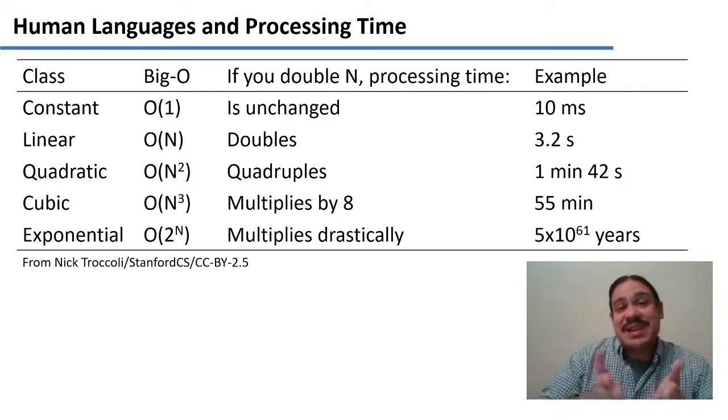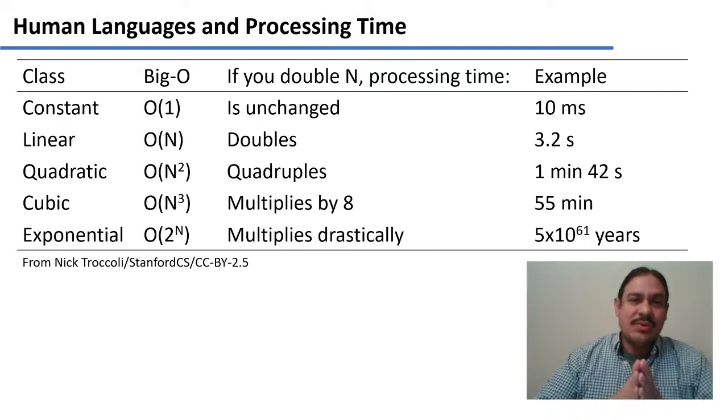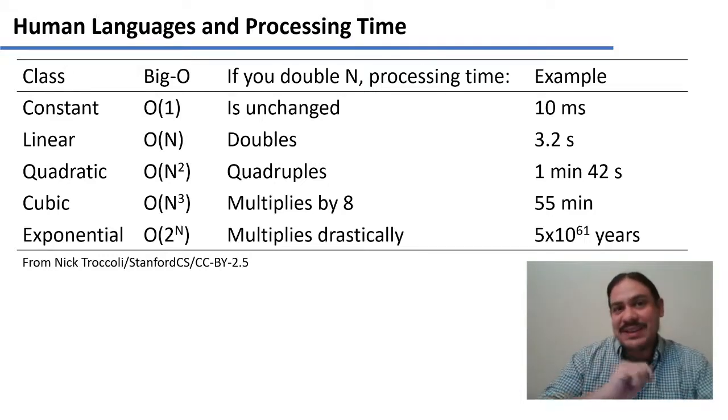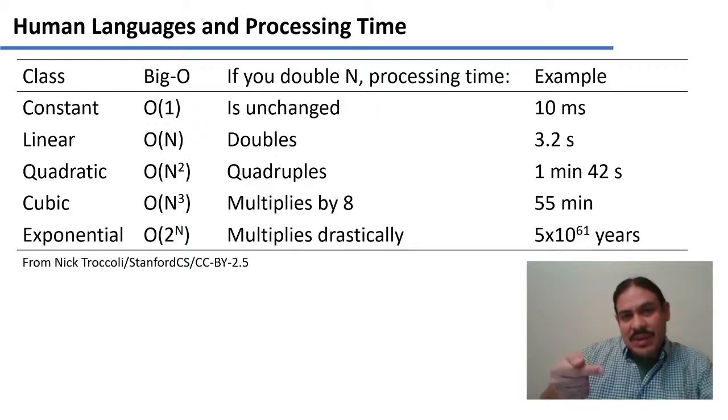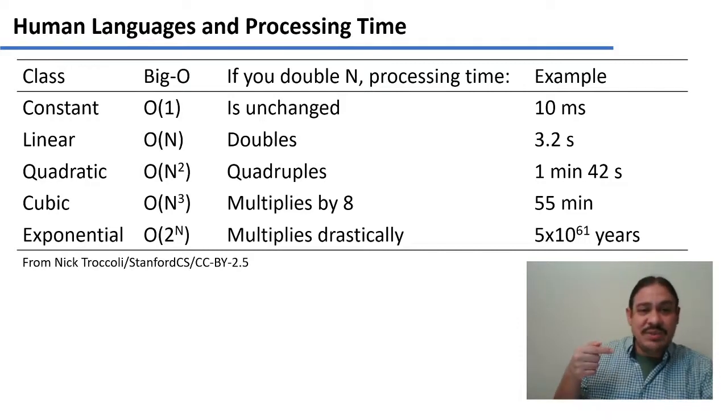This is just an example for you to see how bad the times can get. In constant growth, so O(1), like one finite state machine in just one, if you double the amount of input, the processing time will not change. For example, things will take 10 milliseconds. In a similar operation with linear time, so O(n), if you double the amount of data that you have to go through, processing time will double. So something will now take 3 seconds, for example.